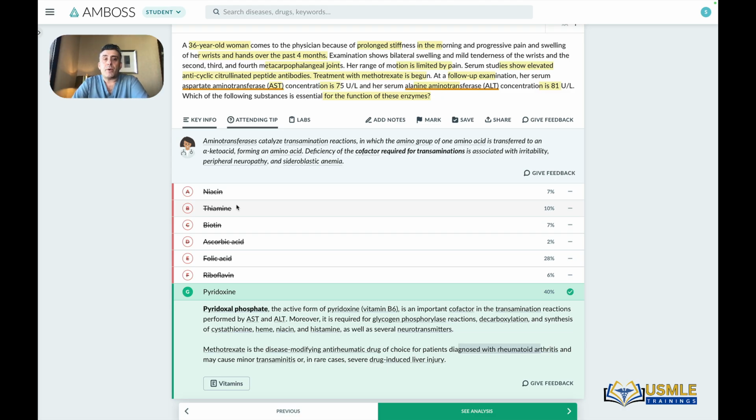So this kind of question is tricky because all they give you is, hey, these two levels are high, and we need to know the substance essential for the function of these enzymes. It's a cofactor, B6. Big, big, big topic. It's going to be tested on your exam 1,000%. I would take my time, review all these vitamins one by one, because it's going to be very, very beneficial. These are easy points on exam day. You make sure you know the water-soluble vitamins and the fat-soluble vitamins, okay?